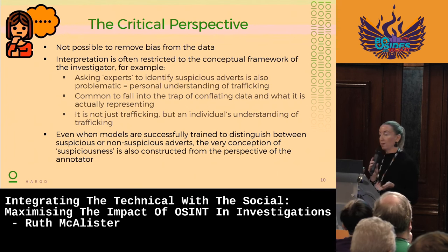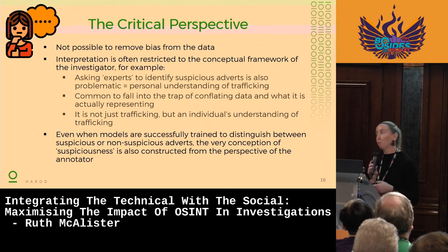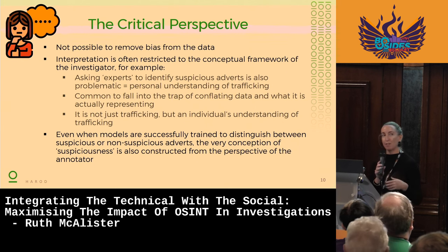Even when models have been trained, and have been successfully trained, by the way, to distinguish between what is a suspicious advert and non-suspicious, and trust me, that is really, really difficult if you think about the nuances of that, the very conception of what is suspicious is constructed by one, two, three, maybe four people. So you have to really think around the accuracy of that as well.